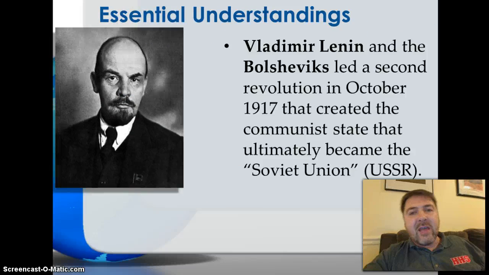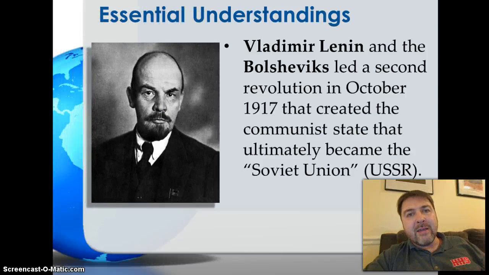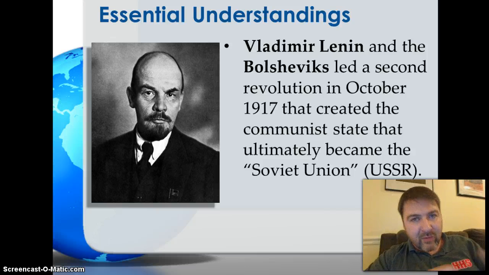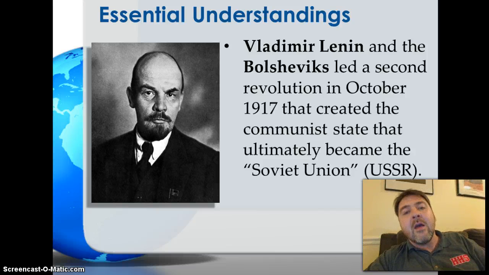Later on that same year, this is the big event we need to know about. This guy, Vladimir Lenin, and his group known as the Bolsheviks, they're going to take power. They overthrow the temporary government, who had overthrown Nicholas, in October of 1917 to create what we came to know as the Soviet Union, which was a communist society. So this is the big important event.